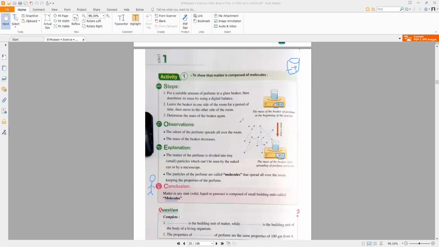So from this activity, we can conclude that matter in any state, solid, liquid, or gases, is composed of a small building unit called a molecule, and these molecules have the same properties of the matter. Number one, let's answer this question. What is the building unit of matter? The building unit of matter is molecule.